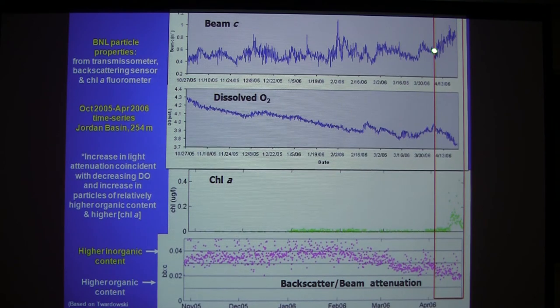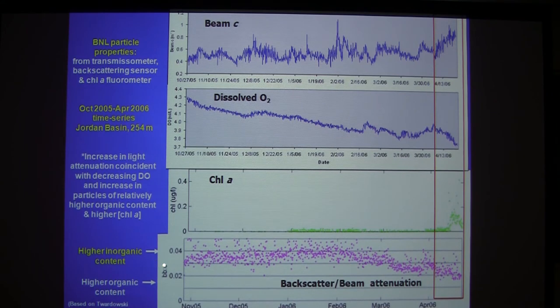At a time period in April where the beam attenuation seems to be increasing, we also see a drop in oxygen. What was interesting is we had a chlorophyll fluorometer on the CTD, and I hope you can see that, we see a peak, the red defines it, a peak in chlorophyll. So we have nice, fresh chlorophyll making it down into the nepheloid layer, into this resuspension zone that's supposed to be kind of unimportant and not have anything labile in it. But that was based on very old assumptions. Clearly that's not true. We have chlorophyll.